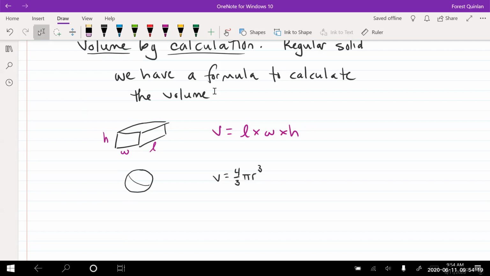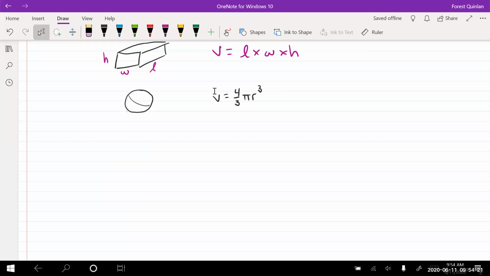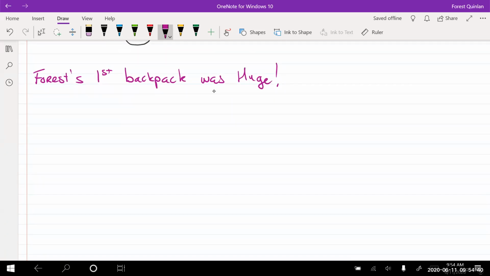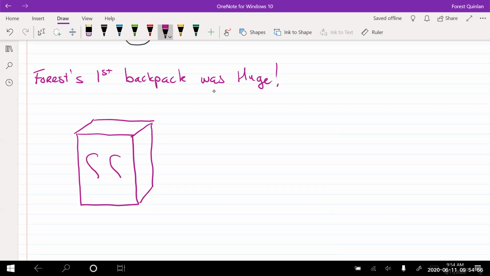And we're going to do this with Forrest's first backpack. It's huge. I would actually almost do this life size in a normal situation, but let's just say, here we have it. Here's all the straps. There we go.